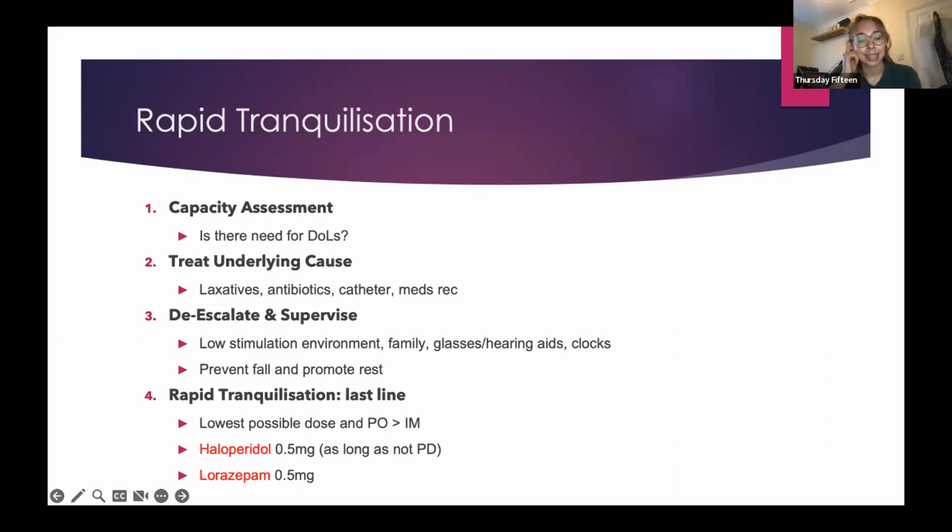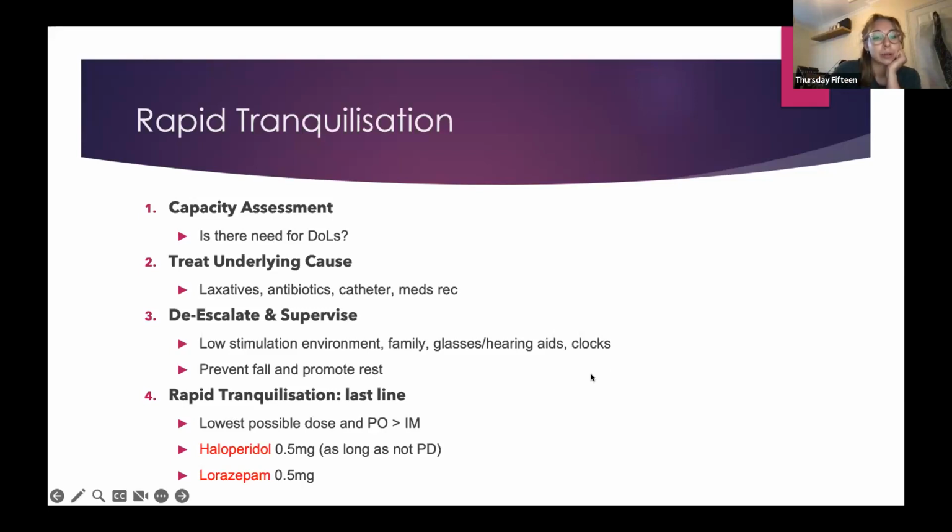Then you want to try and de-escalate the situation. So putting the patient in a low stimulation environment, calling their family, seeing if their family can come in, getting them their glasses, hearing aids, putting a clock in their line of sight, and then keeping them safe. So one-to-one nursing, preventing falls, promoting them going to sleep. Those are all things that you want to be trying first to manage the patient.